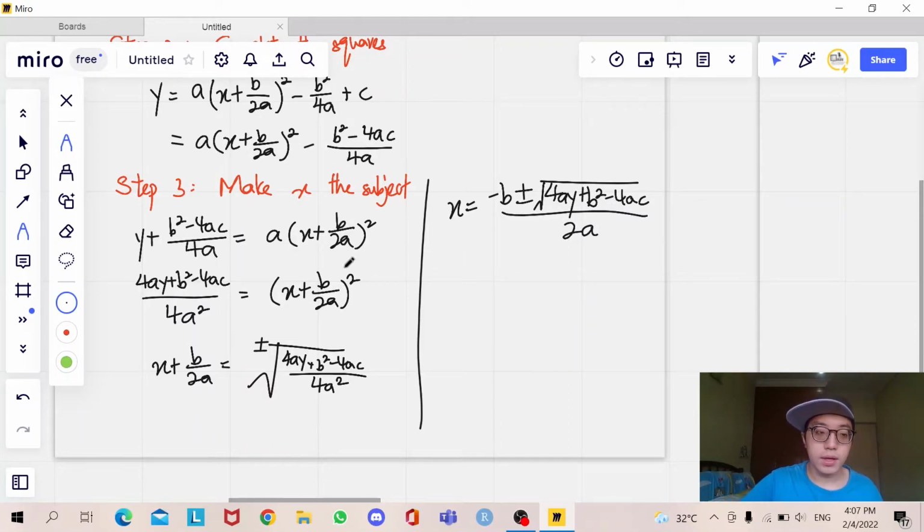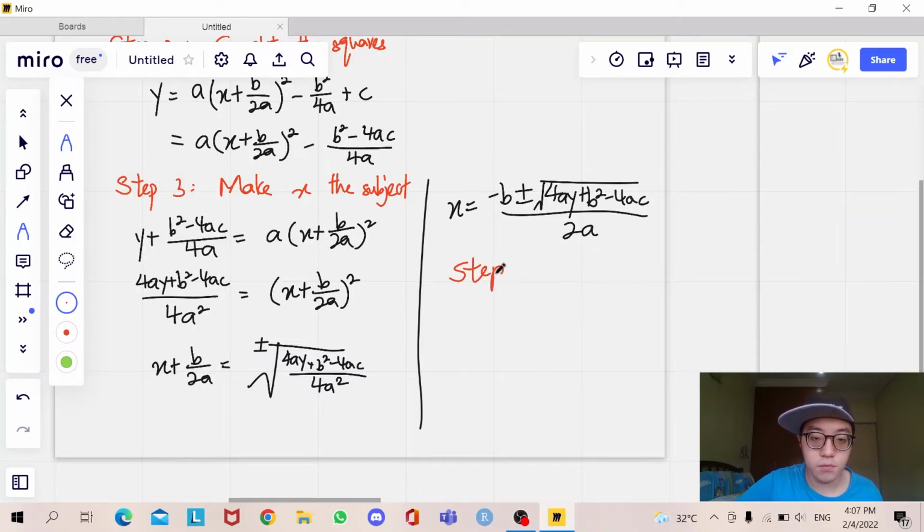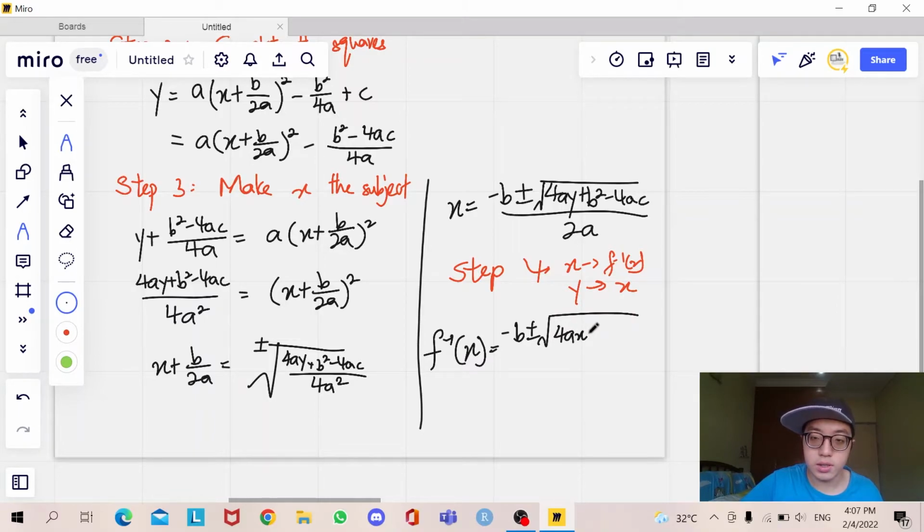All right, and then lastly, step 4 is the same as the ones before. Step 4, change x to f inverse x and y to x. All right, so from here we know that f inverse x is equals to negative b plus minus the square root of 4ax minus 4ac plus b squared, divided by 2a. All right, so this is how you look for an inverse.